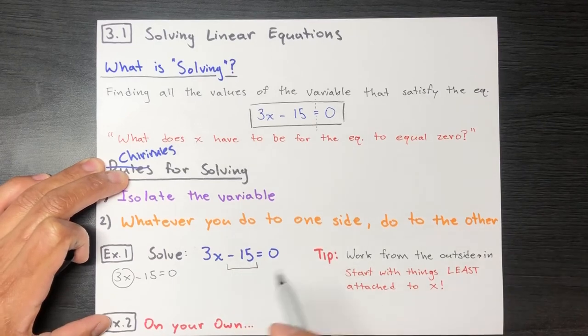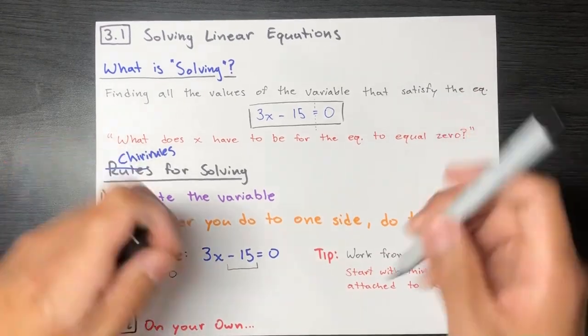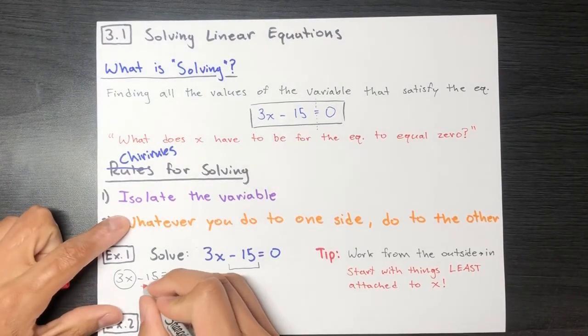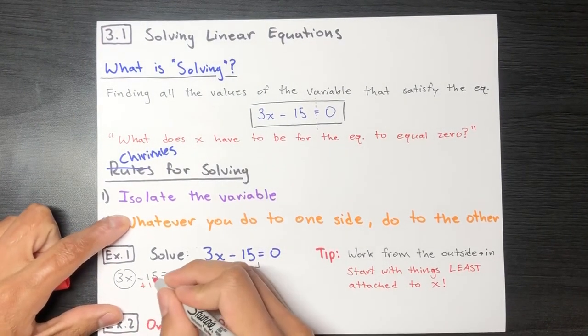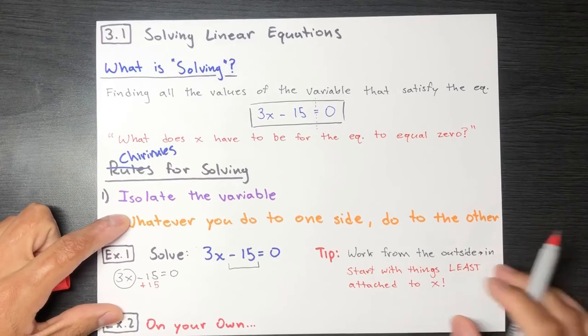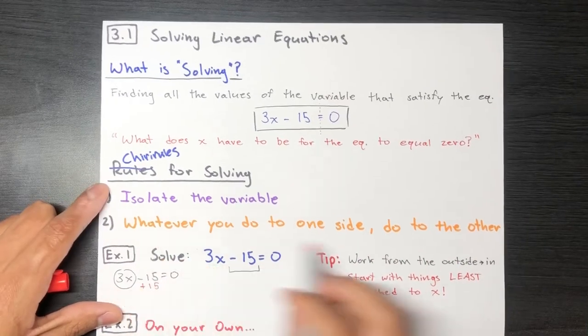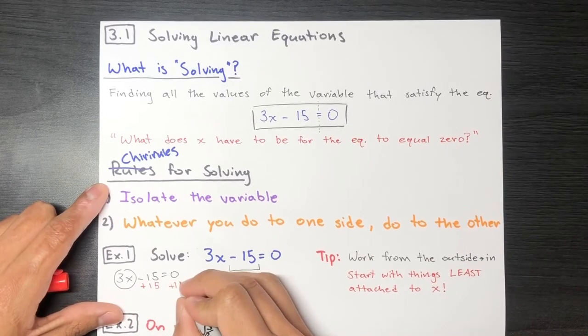We're working from the outside in. And you guys probably already know the answer to that, and that's going to be to add 15. So if I add 15 to negative 15, that 15 cancels out, right? That 15 is gone. But whatever I do to one side, I have to do to the other.